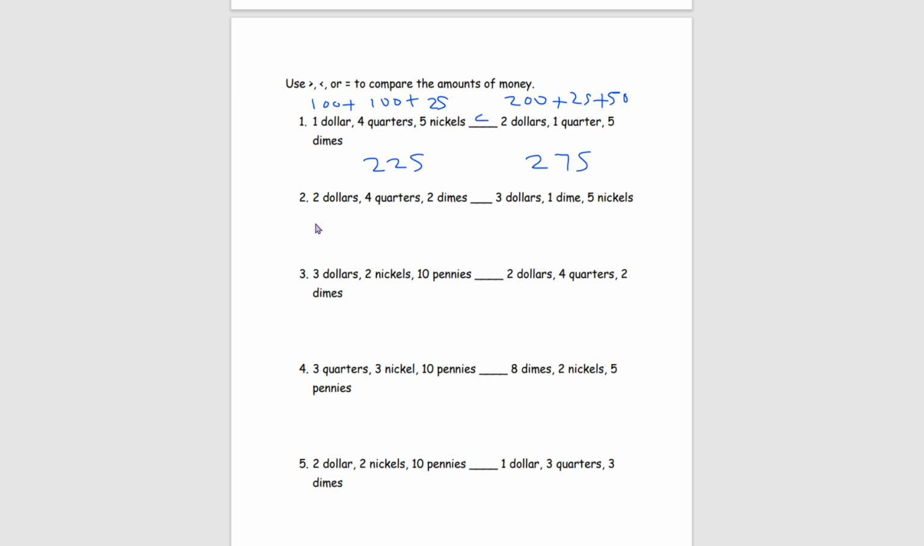Number 2, same thing. $2 equals 200. 4 quarters, 4 times 25 equals 100, plus 2 dimes is equal to 20. $3 is equal to 300. 1 dime is 10, and 5 nickels is 25. We can add these up all together again. This side we get 320, and on the right side we get 335. And just like number 1, we know that 335 is greater than 320, so the answer is less than.